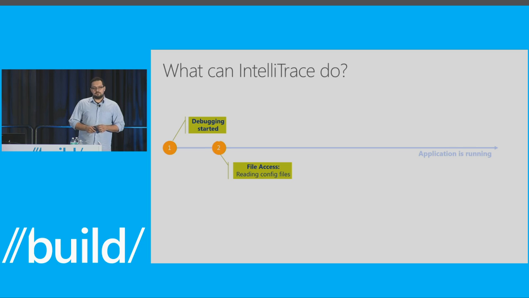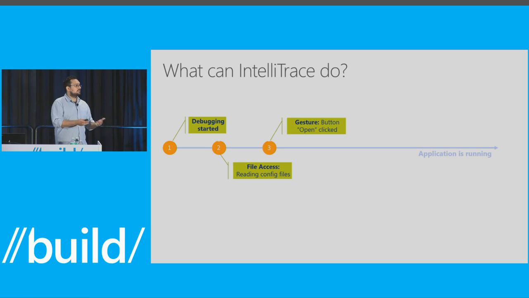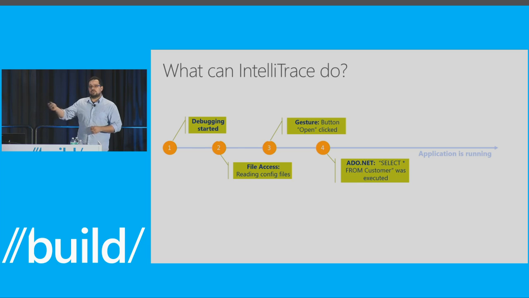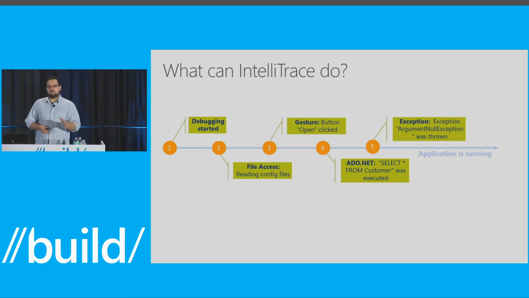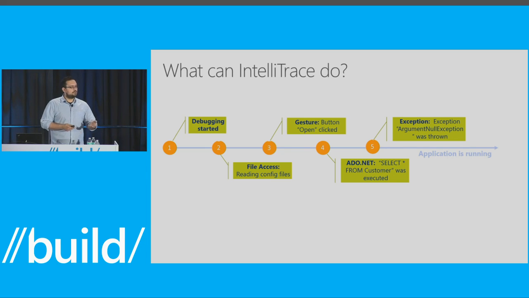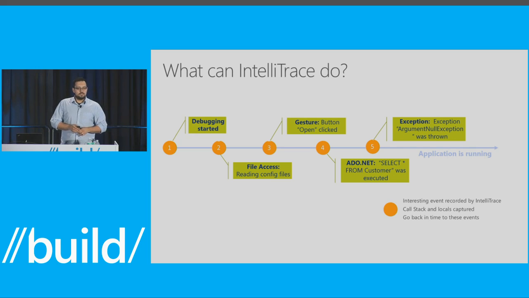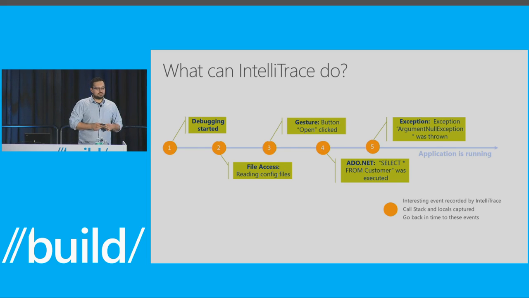Let's say you just started debugging, and you're accessing some files to read some configuration. And then the user clicks on a button, and then later on, you execute some SQL, and then maybe an exception gets thrown somewhere. For these kinds of events, IntelliTrace thinks that you might be interested in what the state of the application was when they were generated. So it will look at the application state when it detects them, and it will remember the call stack and some local information for this event, allowing you later on to go back in time and ask it, hey, what was the call stack when I read those configuration files, even though now you might be all the way down to the exception.